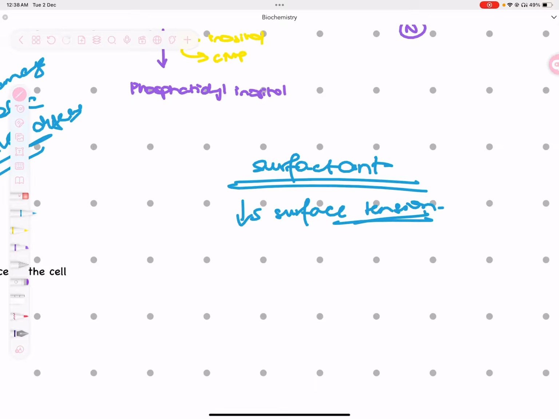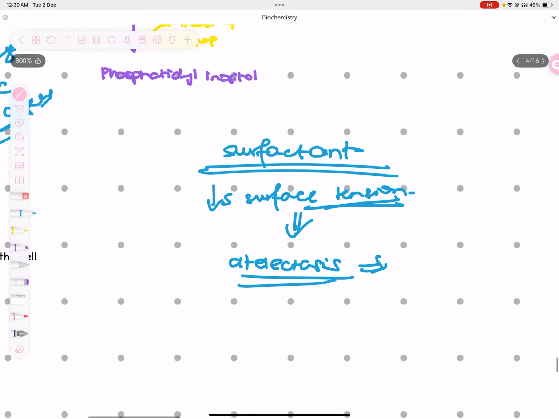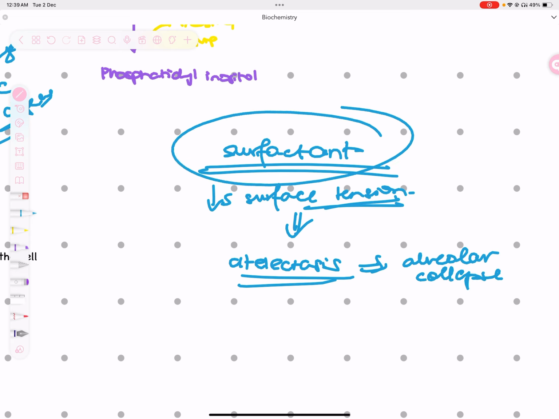And other than that, it also reduces the pressure which is needed to reinflate the alveoli. I mean, if it decreases the surface tension, so simultaneously the pressure which is needed to reinflate the alveoli will be decreased. जिसकी वजह से what does surfactant prevent? It prevents a very important term, एटेलेक्टेसिस। एटेलेक्टेसिस को प्रिवेंट करता है। इसका क्या मतलब होता है? Alveolar collapse. So it basically prevents what is surfactant? It decreases the surface tension and therefore it prevents atelectasis, which is alveolar collapse.